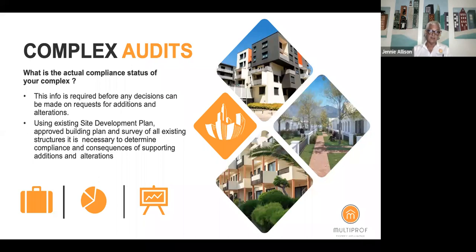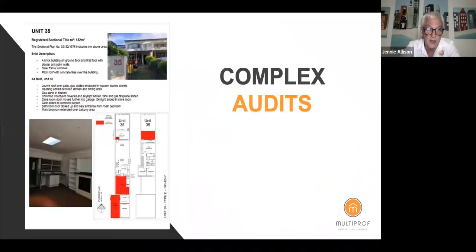What our company does in complexes is what we call a complex audit. We basically obtain the existing building plans from council, if they're available, and often they're not. We get the latest sectional title plans, and then we physically go and survey the existing sections and compare them, and we give a report to the body corporate. It is quite scary what we find. This is just a typical example of a section.